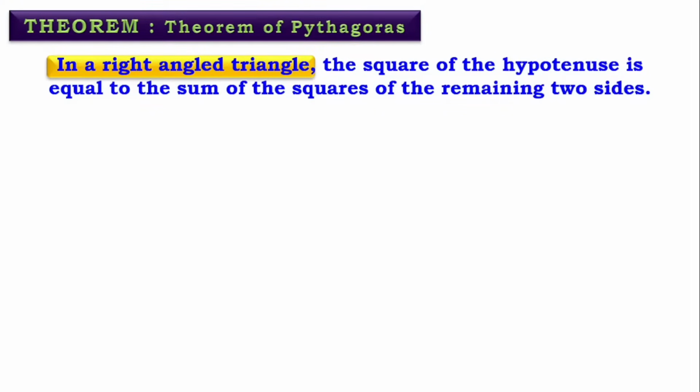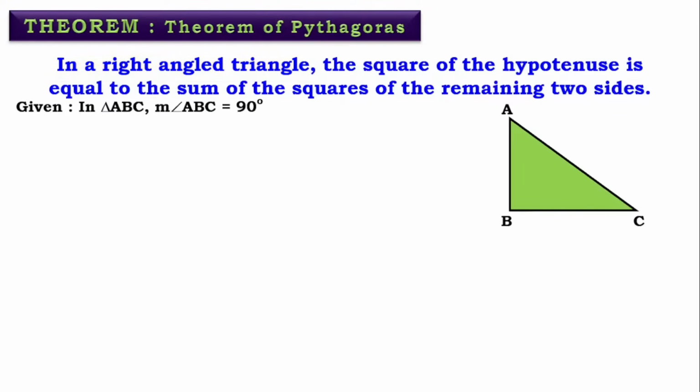In a right angle triangle, so this is a right angle triangle ABC. Given in triangle ABC, measure angle ABC is equal to 90 degree. Moving forward, let us see what I need to prove.